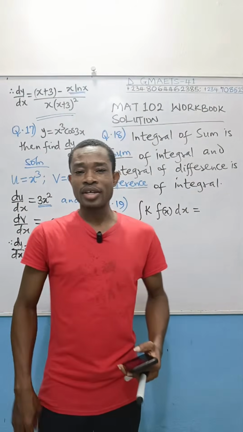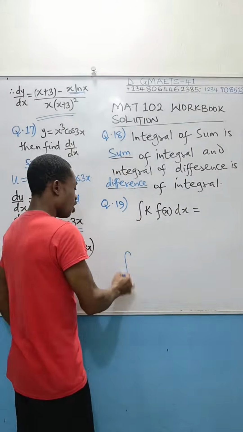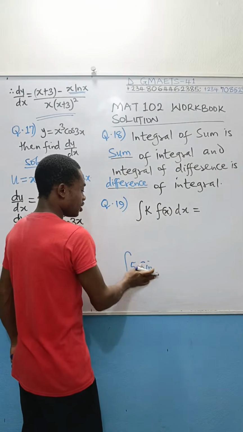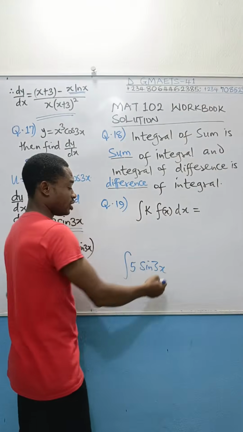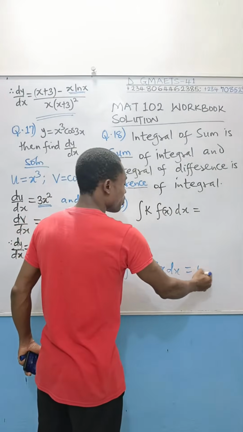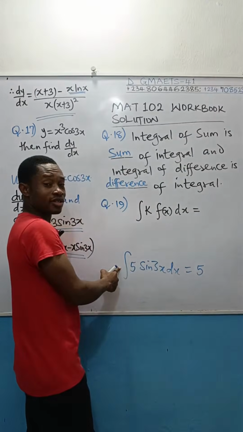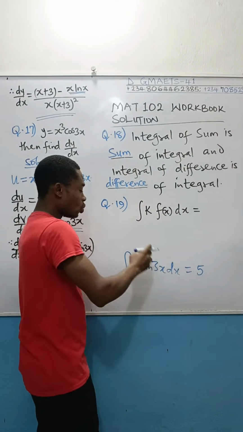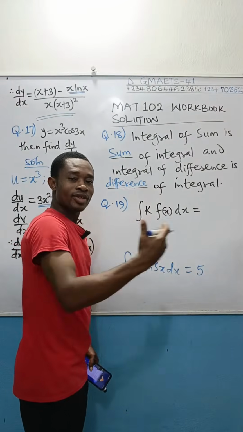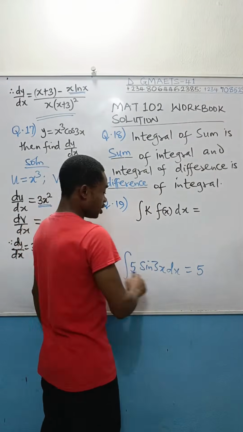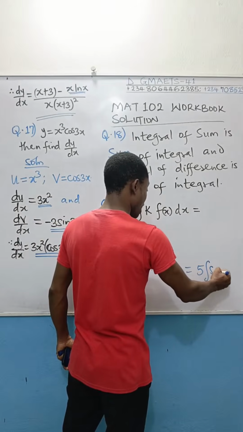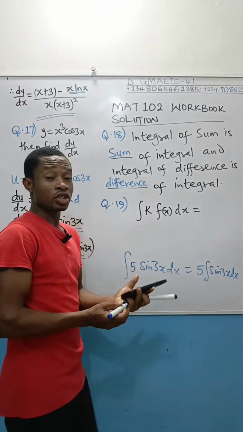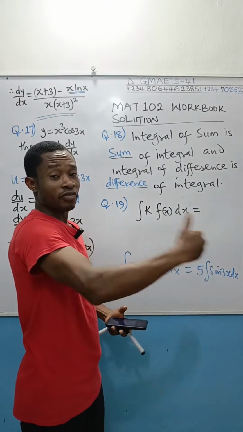Are you following, right? If you have the integral of a constant, say 5, times sine of, let's say, 3x dx, it is the same as bringing out the constant, because a constant multiplier or a constant divisor, we don't integrate it. You have to bring it out of the integral sign. So this is the same as 5 times the integral of sine 3x with respect to x. So you only integrate the function there, the function of x.